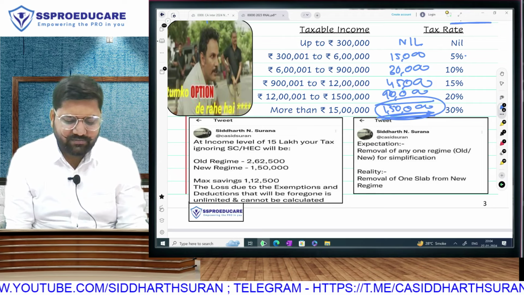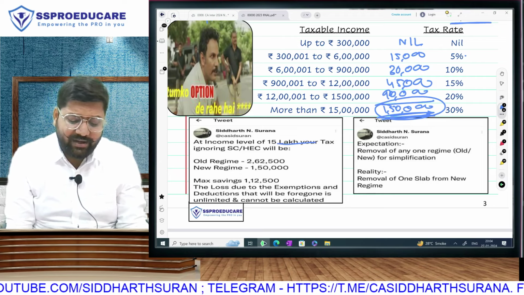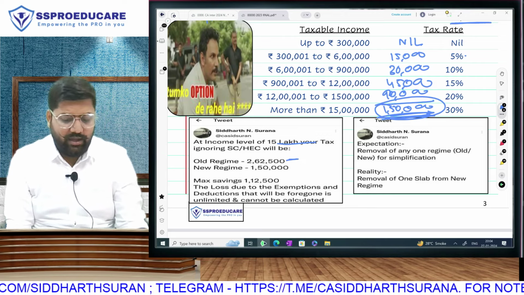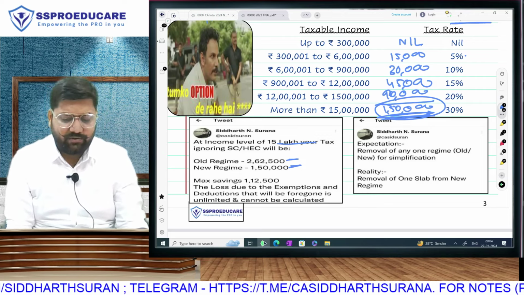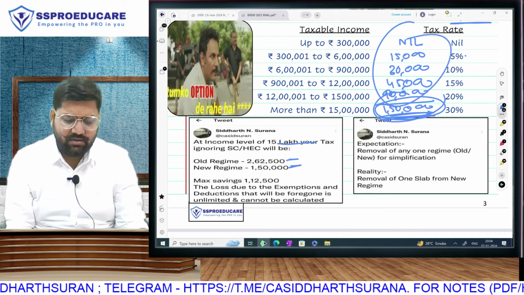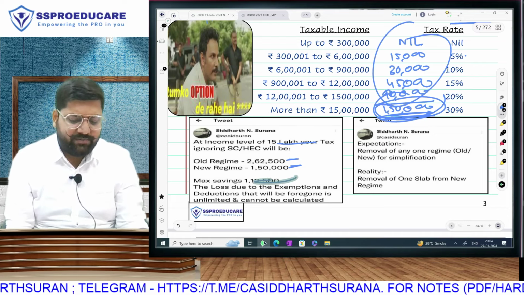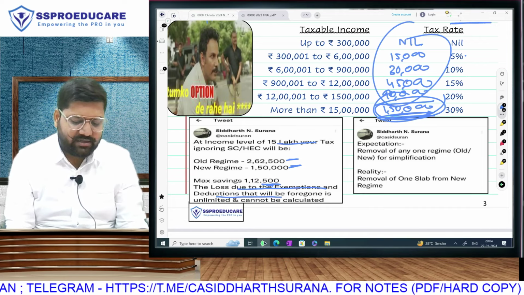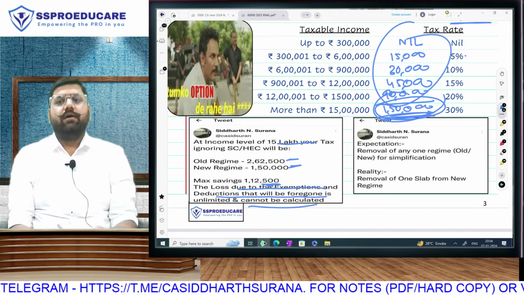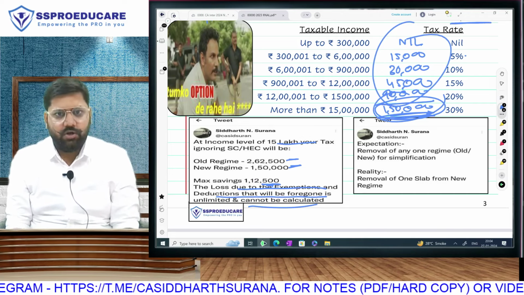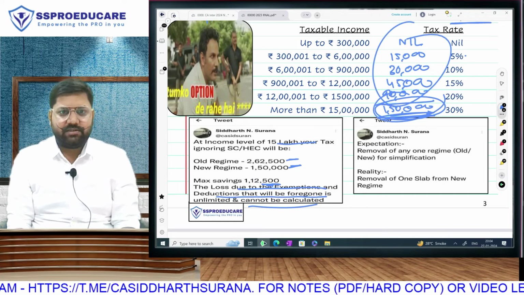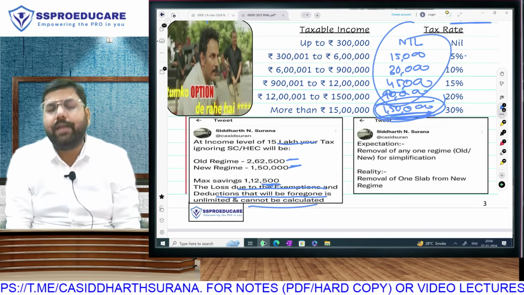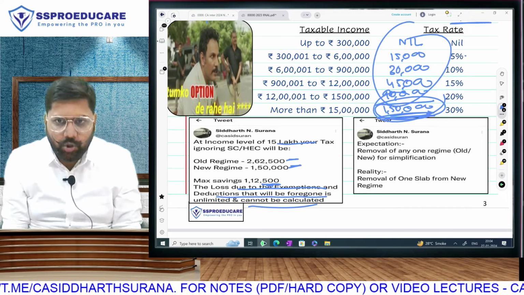At an income level of 15 lakh, your tax in old regime is 262,500 and in new regime is 1 lakh 50,000. With these numbers, the maximum savings that you will make is 1 lakh 12,500. But the loss due to foregoing of exemptions and deductions is unlimited and cannot be calculated, because we all know the number of exemptions and deductions that have to be given up for going to the new taxation regime are too damn high. Too damn high. It can be crores of rupees.